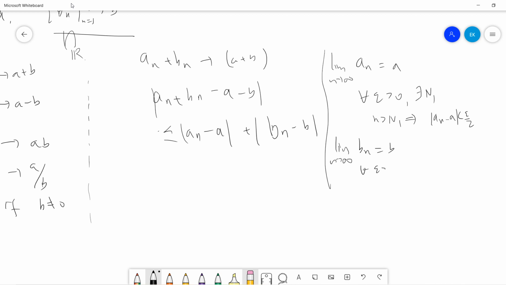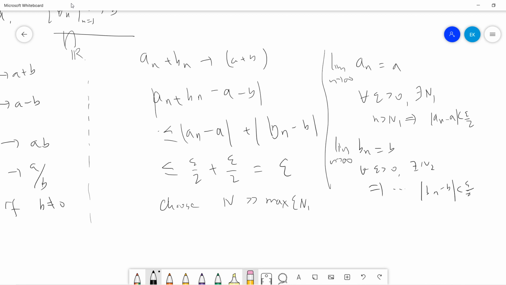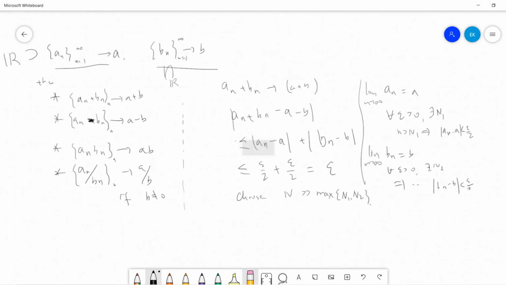Now the limit as n goes to infinity of b_n is b, so for epsilon greater than 0, there's an n2 such that |b_n minus b| is less than epsilon divided by 2. So the sum is less than epsilon over 2 plus epsilon over 2, which is epsilon. So if we choose n larger than the maximum of n1 and n2, then it's enough. So this is the first one.